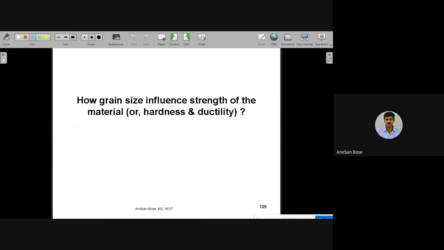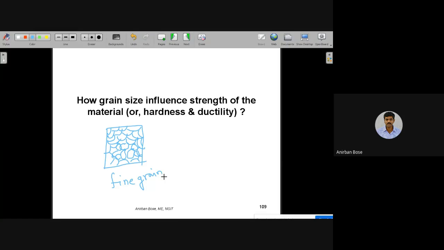Now, finally, how does grain size influence the strength of the material? Already I have mentioned that fine grain materials have more grain boundaries, right? If the material is fine grain, that means each grain size is very small. Fine grain material means each grain size is very small. So that means the grain boundaries are more, right? The grain boundaries are more. This is a fine grain material, fine grain structure.